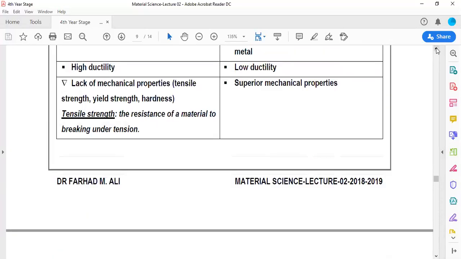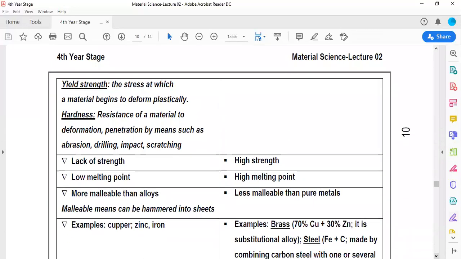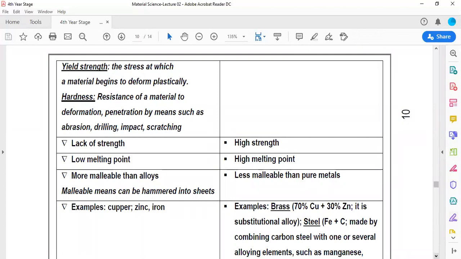You go to the other side for the alloy, you see they are superior. They have superior mechanical properties. They have very good mechanical properties. And that's why we use them in tools. Or steel, if you remember, that we said today. With metals, we have a lack of strength. And with alloys, we have high strength. And the melting point for metals is relatively low compared with the alloy. Alloys have higher melting points. When you have a mixture of two metals, or one metal and another non-metal, we get a higher melting point. That's the case with the alloy.